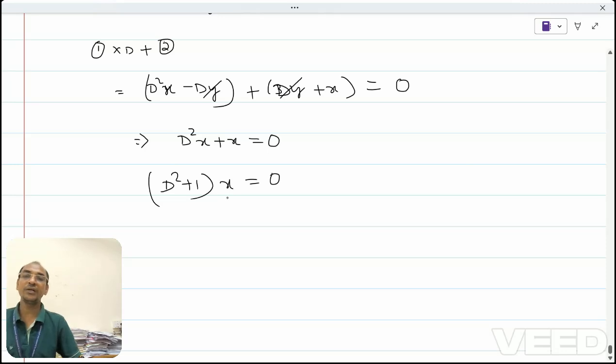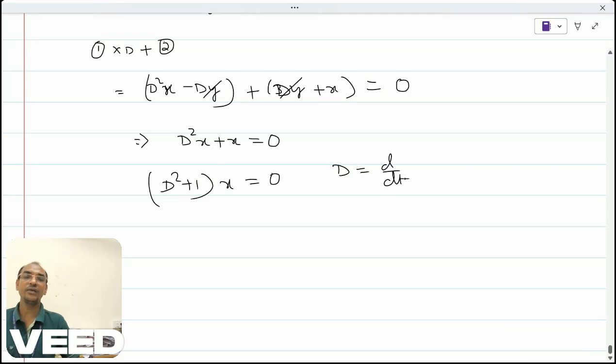Now here my dependent variable is x and d is nothing but d by dt. So this is a constant coefficient differential equation, homogeneous of course. And so what will be the auxiliary equation? The auxiliary equation will be m square plus 1 equal to 0. And so what will be my m?